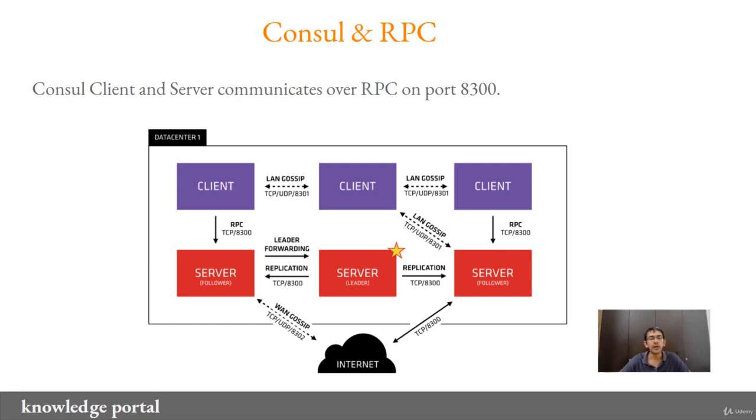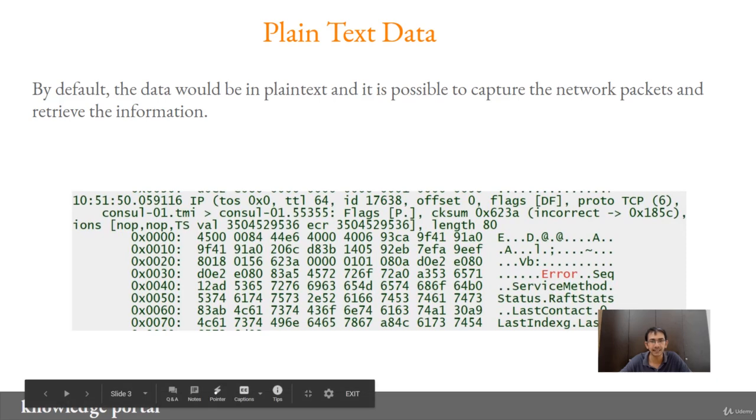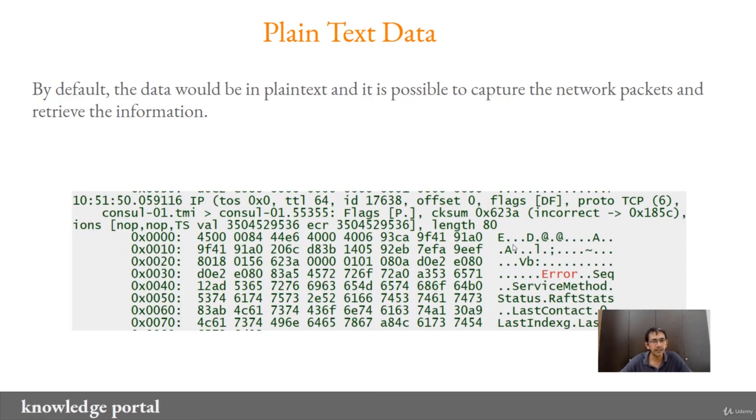For example, whenever you request some data from the key value store with the help of a CLI command like consul kv get on a specific key, that data travels via the RPC to the server and the server responds back. What would happen here is that by default the data traversing would again be in plain text. This is a dump of RPC based communication where you see a lot of data available in plain text. So if an attacker is monitoring the network, he can get a lot of sensitive information, specifically if things are over RPC.